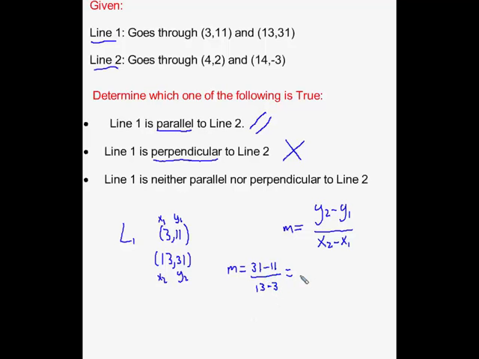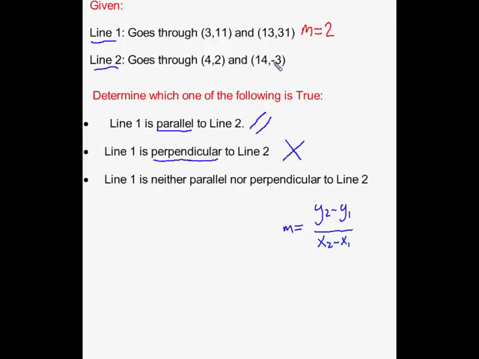31 minus 11 is 20. 13 minus 3 is 10. So I get the slope is 2. So let me clear all this off, and then the summary would just be that the slope between these 2 points is 2. Since it's a line, the slope between any 2 points would be 2. So the slope of line 1 is 2.